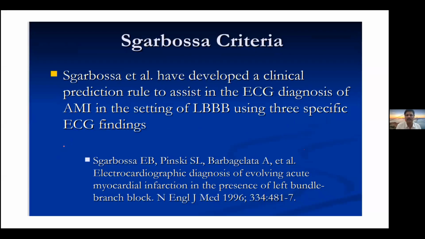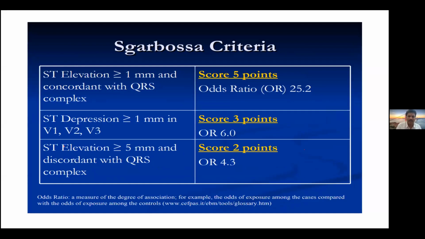There is also a criteria for it. One gentleman called Sgarbossa proposed this criteria. See here, ST elevation more than 1 millimeter and concordant QRS complex. Take V2, where there is an RBBB. Normally, it should be like this, with T wave inversion. But if, in the same RBBB, instead of T wave inversion there is an elevation like this, then we think it is an acute MI.